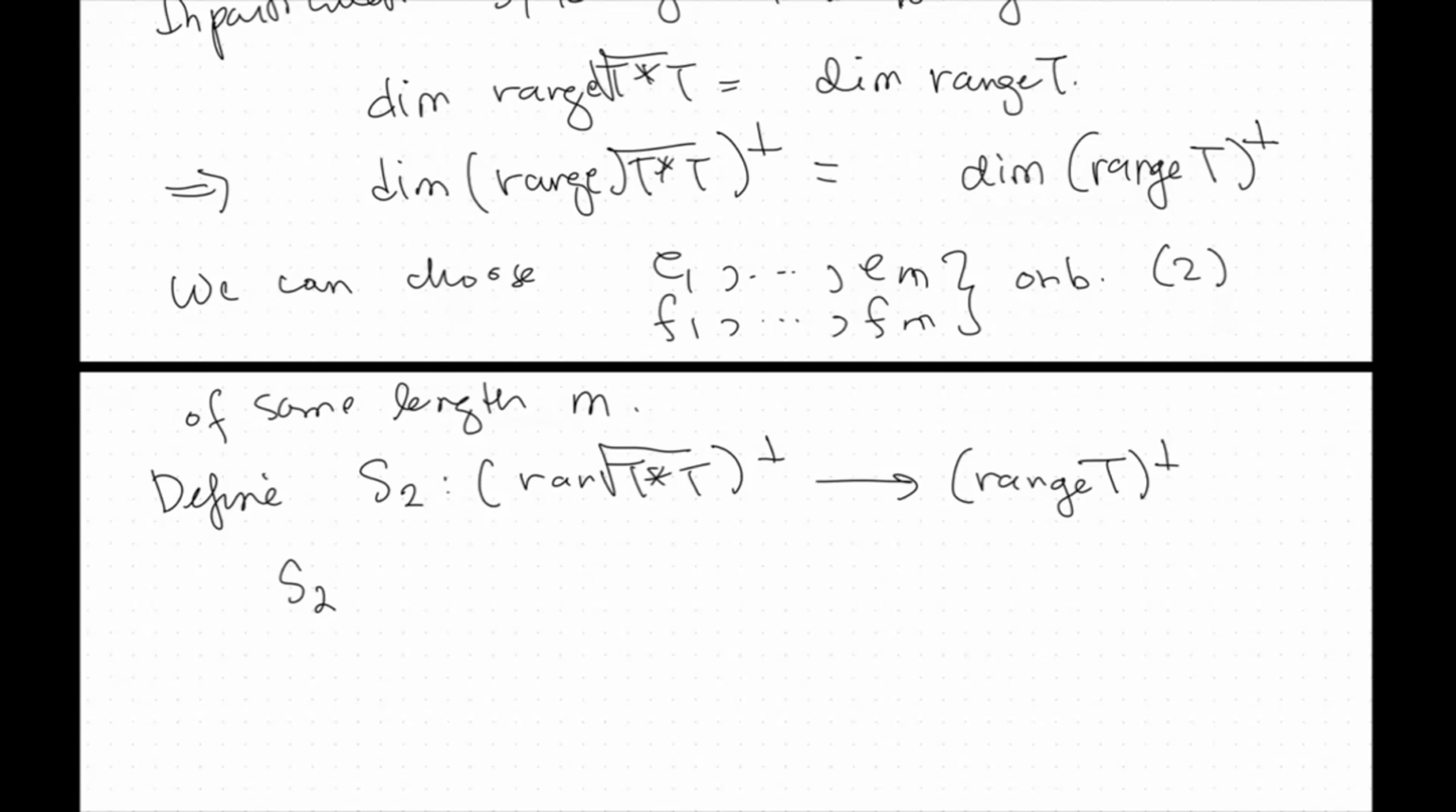And going back, where are we? So define an operator S on V. Let S be an operator on V such that if you restrict S on the range of the square root of T star T, this is S1.